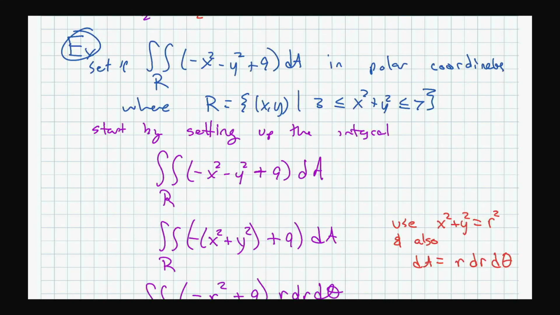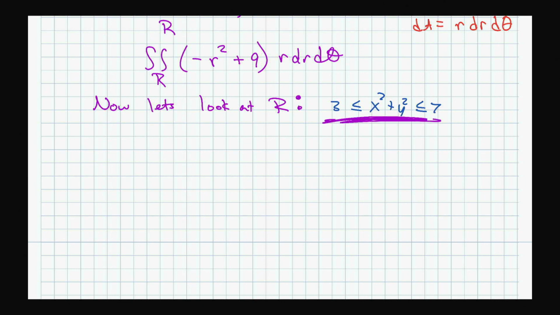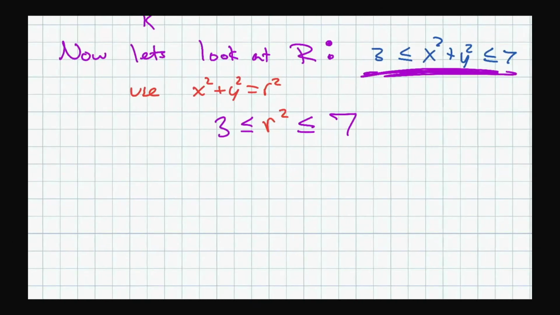Now let's look at r. So we've got the inequality here. This should be really obvious what to do, right? Again, we're simply going to use x squared plus y squared equals r squared. And so this is really quickly just going to become r squared in between 3 and 7. So that's going to tell you that r itself is in between square root 3 and square root 7. Okay, so that's easy.